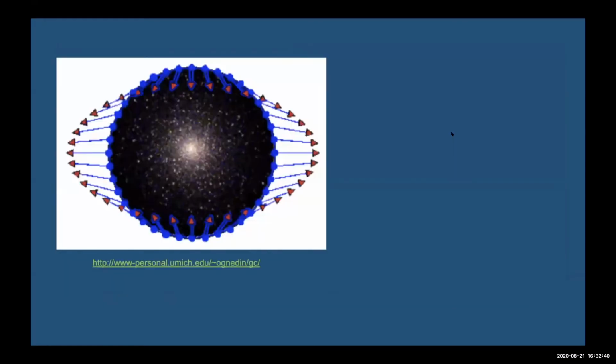Because globular clusters are extended objects, as they plunge through the disk of the Milky Way and gravitationally interact with the Milky Way itself, it experiences differential pulls on different sides of the cluster. That will result in its spherical shape being distorted.